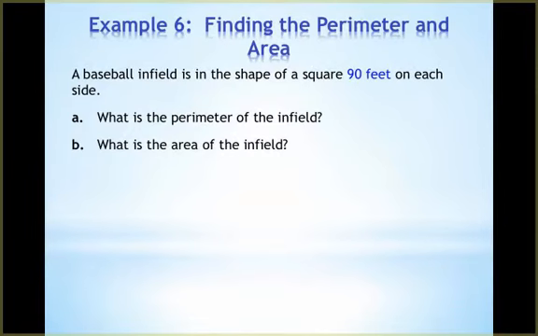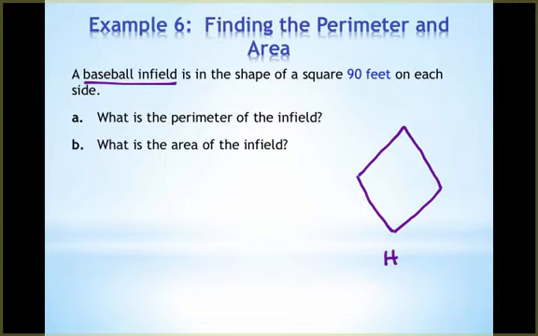In our last example, we're going to find the perimeter and the area of a baseball infield. We're told that it is in the shape of a square with 90 feet on each side. So I'm going to make it look the way it would look on a baseball field. Here would be home plate. There's first, second, and third. Each of the sides are 90. We want to know what's the perimeter of the infield and what's the area of the infield.